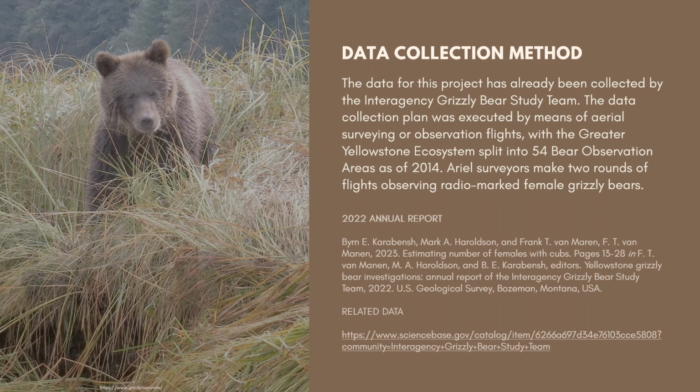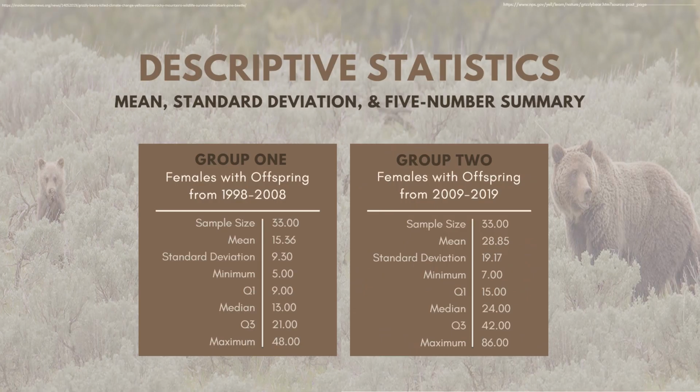All of the data was previously collected by the Interagency Grizzly Bear Study Team by means of aerial surveying. Each observation flight consists of 2 rounds of observing radio-marked female grizzly bears with offspring. This slide contains the descriptive statistics of each set of data. As you can see, each group contains the mean, standard deviation, and 5-number summary.